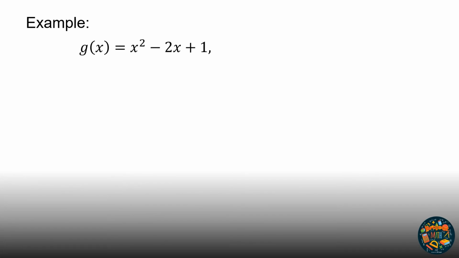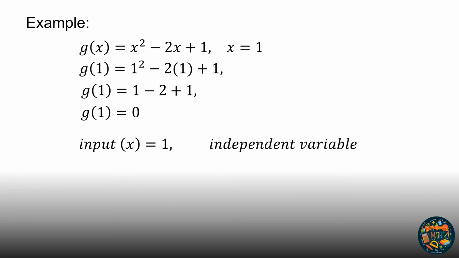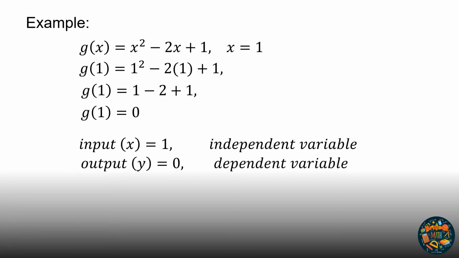Next is we have g of x is equal to x squared minus 2x plus 1. Our input, if x is equal to 1, replace 1 to the variable x. So we have g of 1 is equal to 1 squared minus 2 times 1 plus 1. So we have the result, the g of 1 is equal to 0. Our input, x is equal to 1, which is the independent variable, and the output y, which is equal to 0, will be the dependent variable.